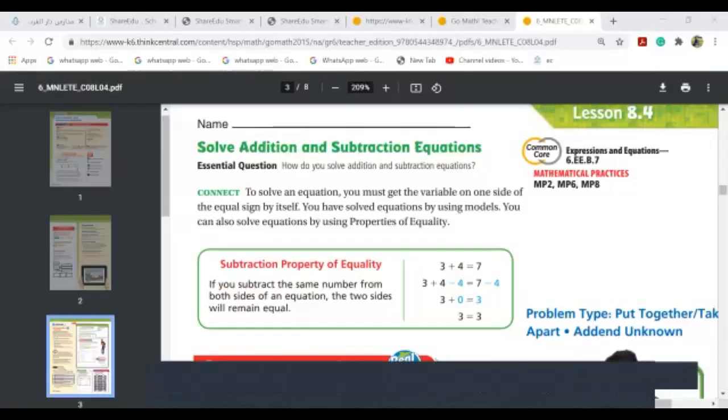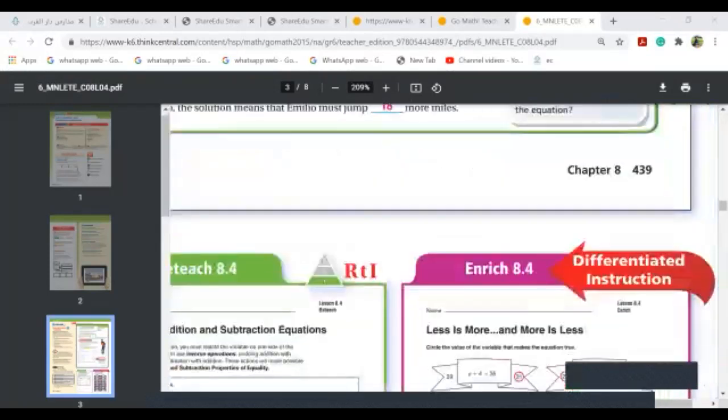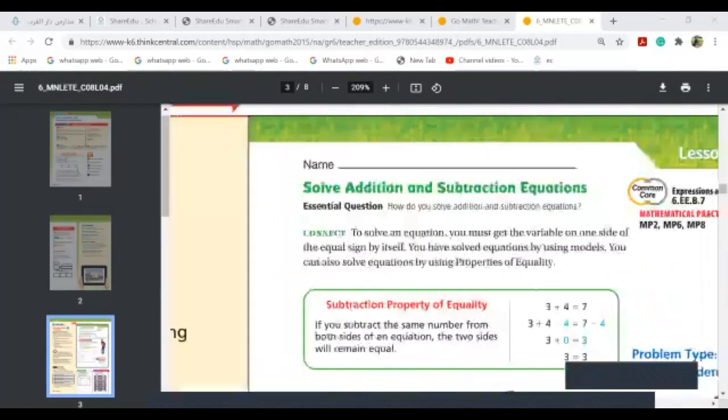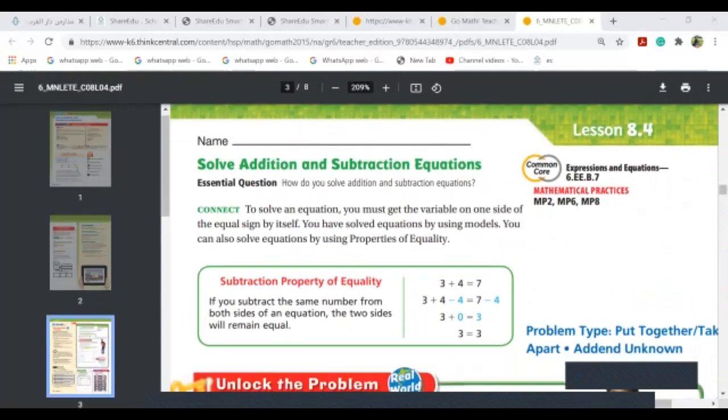So girls, today we will solve addition and subtraction equations. Page number 439, lesson number 8.4, subtraction property of equality. Before I start with my subtraction property of equality, please white screen.